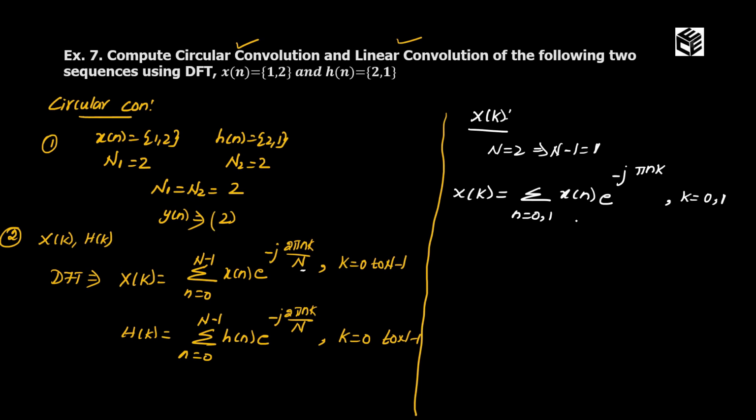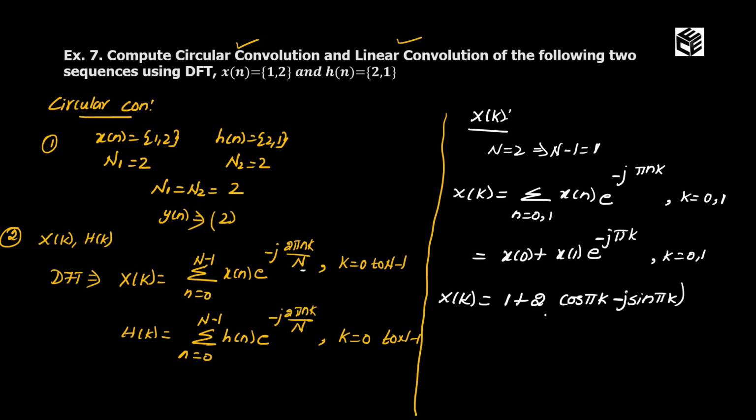Okay. Now I am going to expand the summation. This is equal to x of 0 plus x of 1 into e power minus j pi n k, that is e power minus j pi n value is 1 k, where the value of k is from 0, 1. Now I am going to expand this by applying the values of x of 0 and x of 1 and also e power minus j pi k. Therefore, x of 0 the value is 1 and x of 1 the value is 2, where e power minus j pi k can be written as cos pi k minus j sin pi k. So this is my expression and the value of k is from 0, 1. I am going to take this as equation number 1.